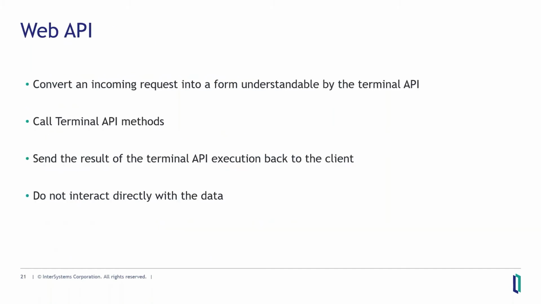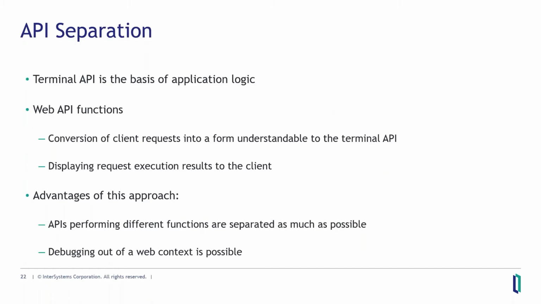Why are we talking about API separation? So terminal API is the basis of application logic. If you have other access to your data, for example, you expose some data via REST, but you also provide some other API, then terminal API is a common basis of your application logic, business logic. Web API only functions as a converter of client requests into a form understandable to terminal API and returns the request execution.